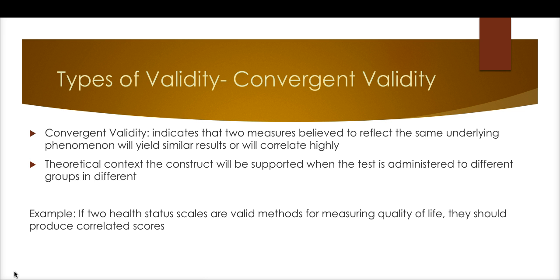So the only one that I did put on here, of those three, is convergent validity, which establishes that a new measure correlates with another thought to measure a similar characteristic or concept. And in that case, discriminant validity would be the opposite of that. So the example that I provided is that if two health status scales are valid methods for measuring quality of life, they should produce correlated scores.